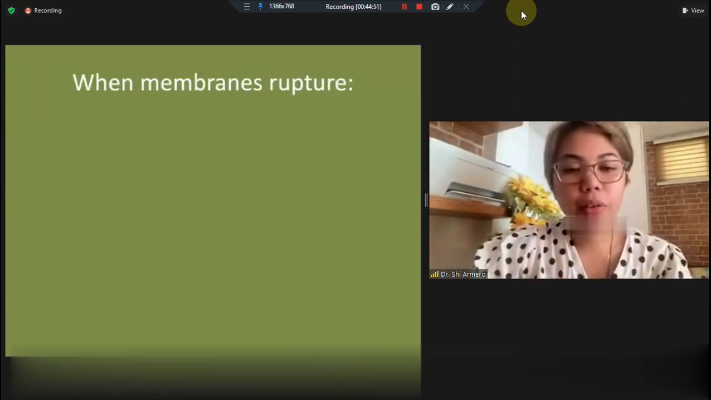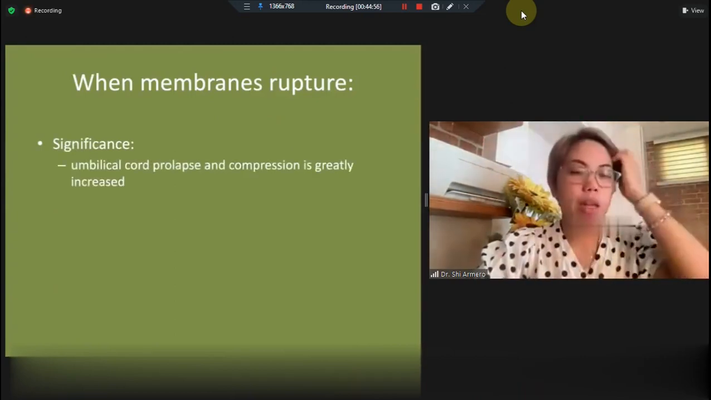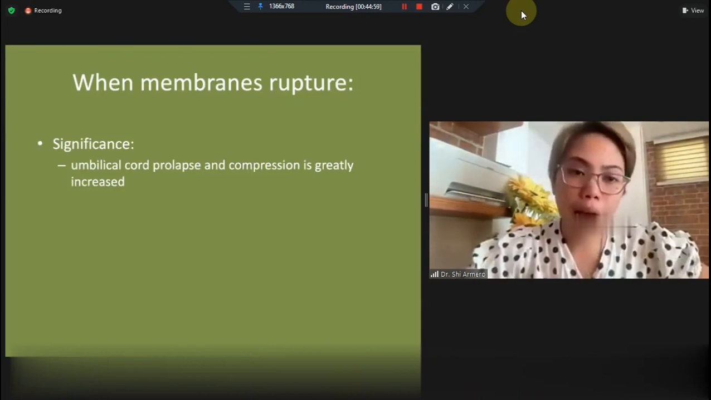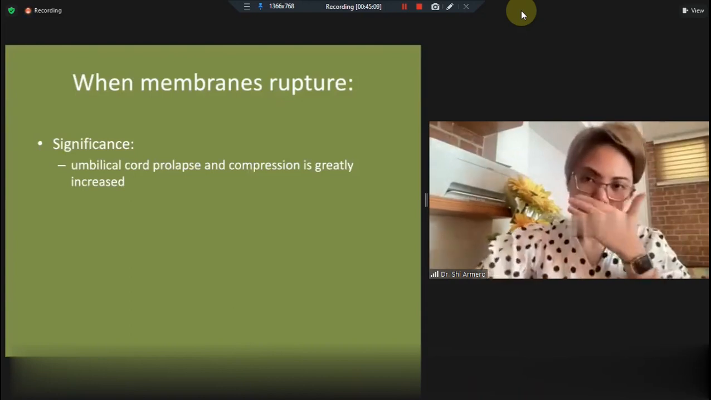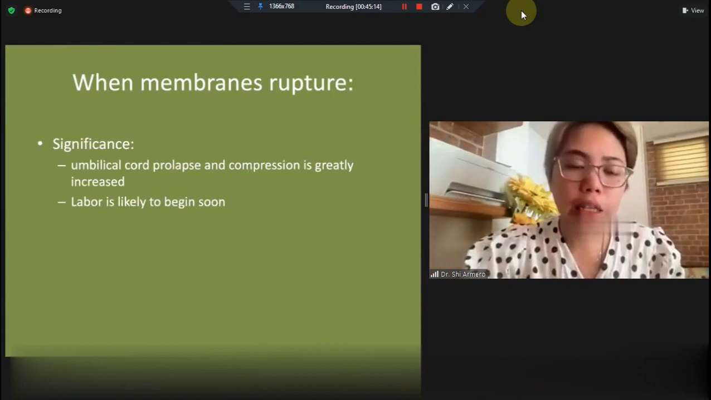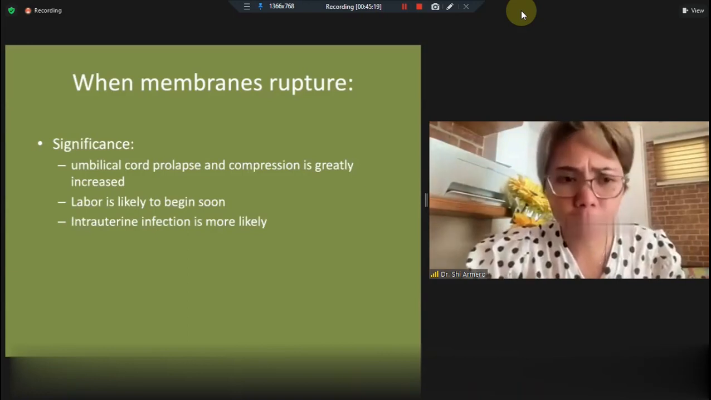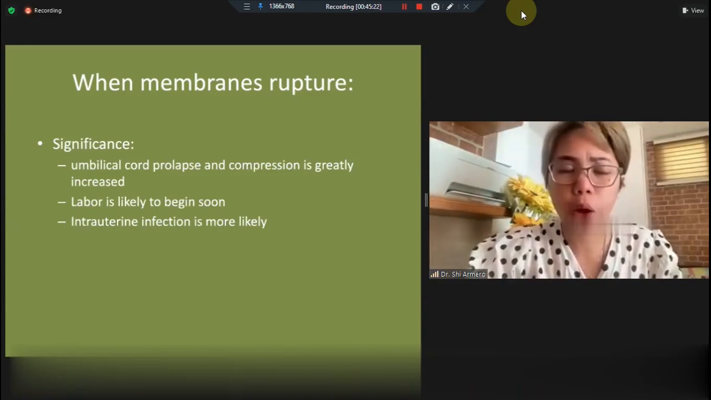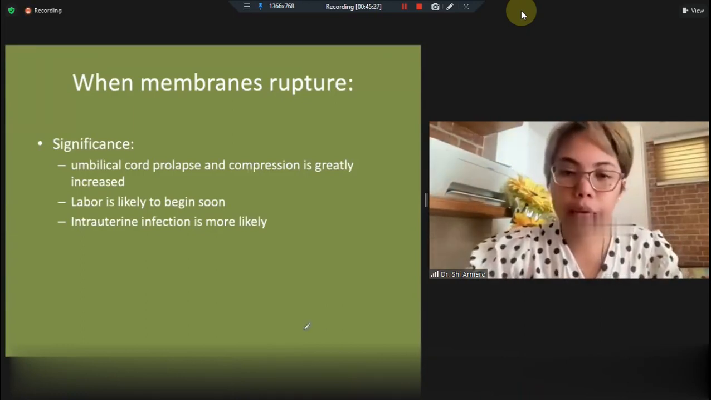What if membranes rupture? What's the significance? So, number one, there is a risk for umbilical cord prolapse. So, upon rupture, you do internal exam right away because we do not want umbilical cord prolapse or compression. Next is, if there's rupture of membrane, likely spontaneous labor will begin soon. And last, but very important, is the risk for intrauterine infection. Kaya when membranes rupture, whether with uterine contractions or not, go to the hospital right away.